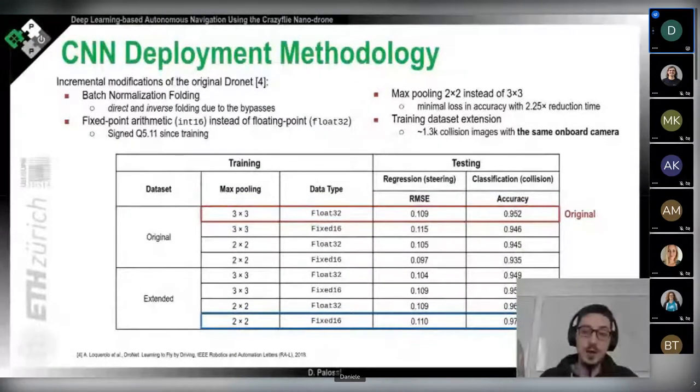Because if you think about the original data sets used for training, the Udacity and Zurich bicycle, they were acquired with high resolution cameras. That is not what we have on board of the drone. So the first round of optimization from the network point of view was quite successful, reducing the memory footprint, improving the performance, but still keeping in check the metrics on the testing set.